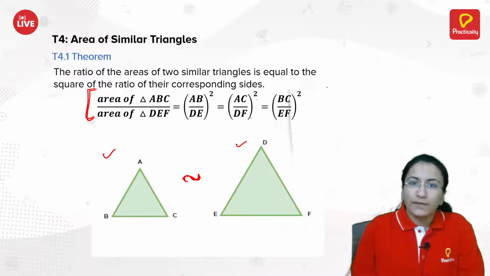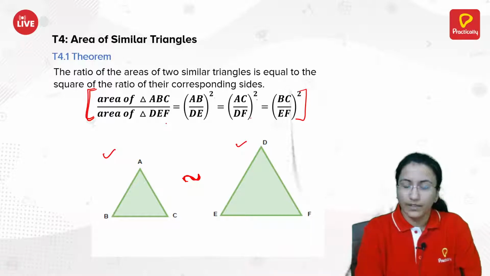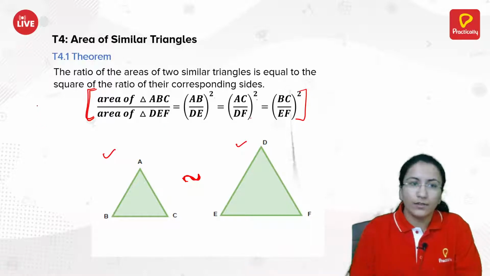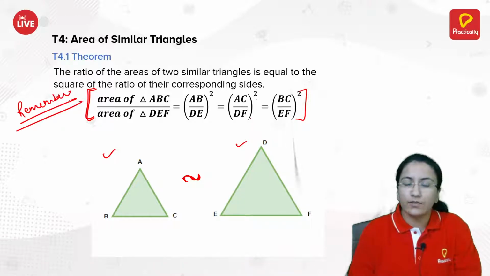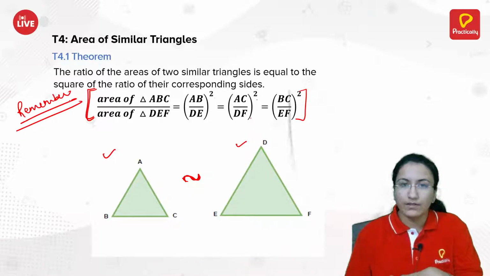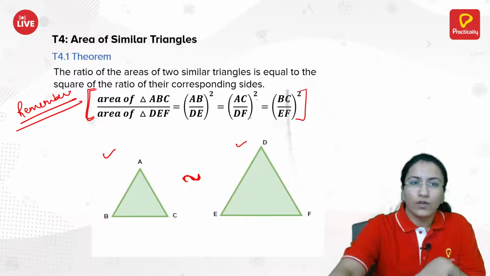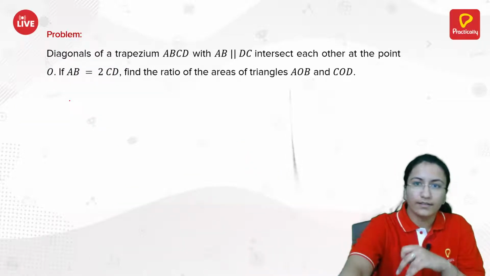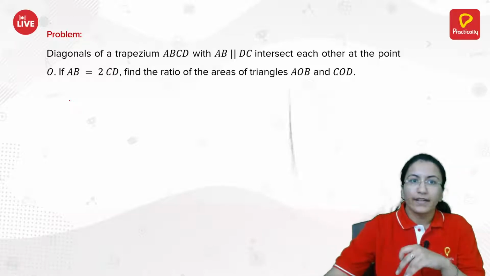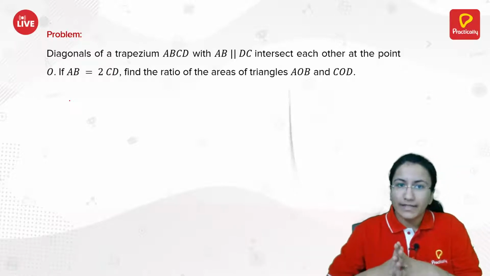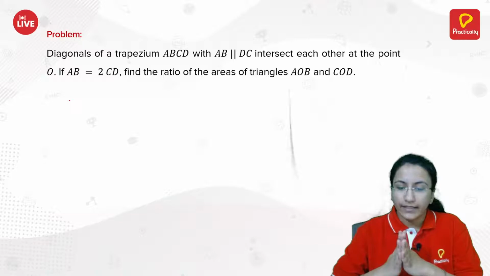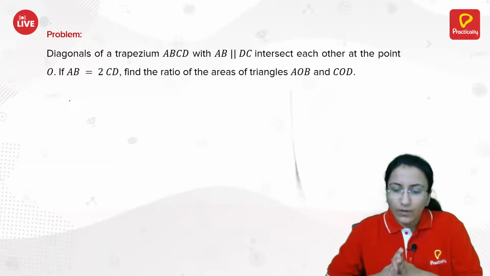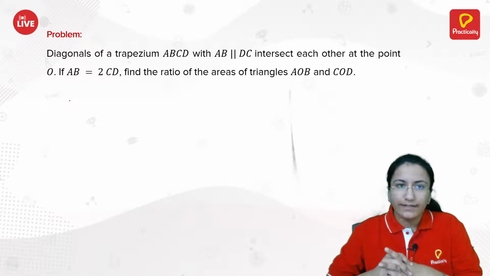Okay, anyone having any doubt in this result? You need to remember this result. Do remember this. This would be used directly to solve the questions. We will solve the questions related to this. The question related to this is this one. Diagonals of a trapezium ABCD with AB. Okay, Gagan, you are having no doubt. That's great. Try solving this question now.